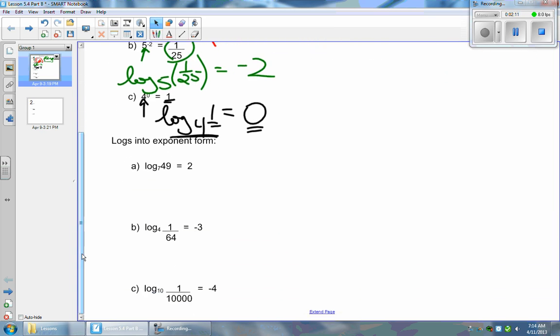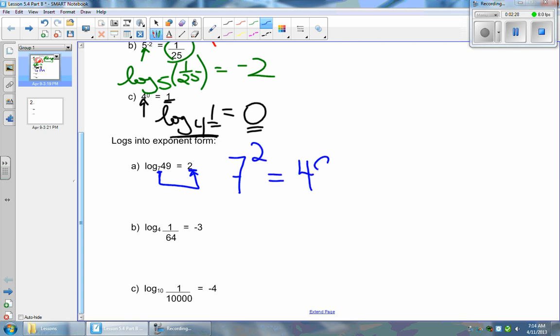Now, let's turn around and put the logs into exponent form. I always find this one easier. The reason why is because there's your base right here. There's your exponent. It's that easy. There's your base, there's your exponent. So 7 to the power of 2, of course that's 49. There you go. Easy peasy, right?